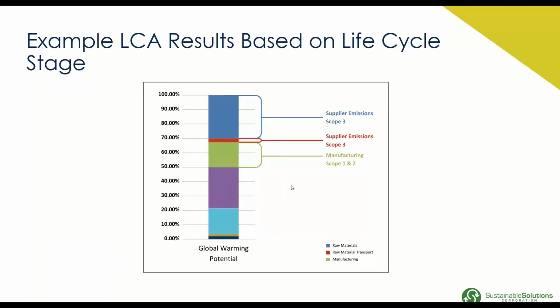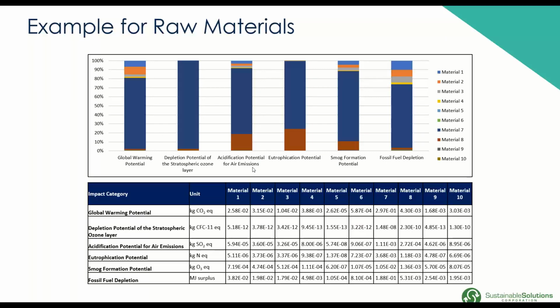I also wanted to go back to this. When I see this, I can say, in my manufacturing stage, I know I can reduce my carbon footprint. If I do what we call a sustainable operations assessment, I can figure out a way to reduce energy use in my plant as well as waste and scrap and everything else, and I'm going to reduce impacts there.